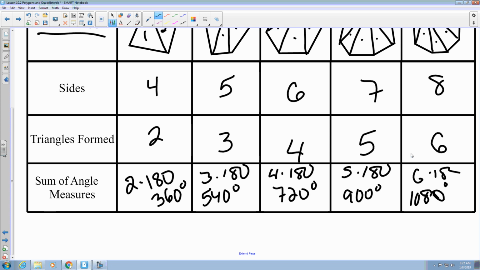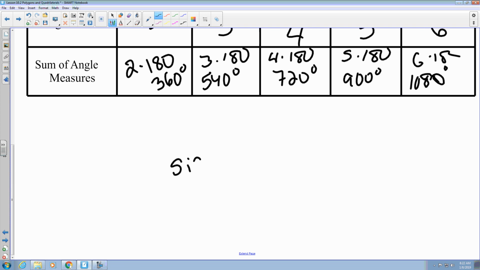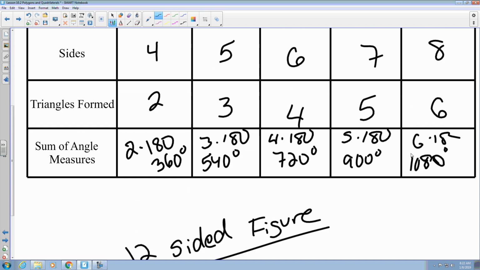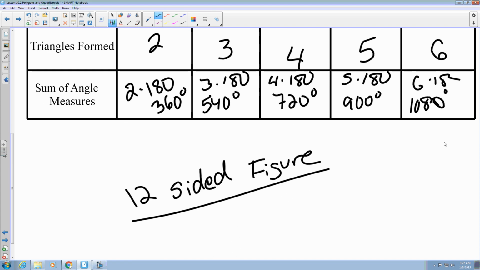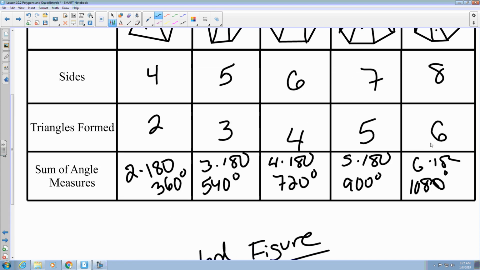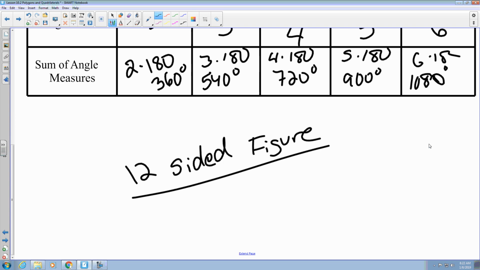So we kind of made this chart here. But what a lot of people ask is, well, what if they're larger than an octagon? So let's just say we had a 12-sided figure. We can take the correlation with that. So let's look at this. We had 4 sides, 2 triangles; 5 and 3; 6, 4; 7, 5; 8, 6. It looks like you can form 2 fewer triangles than the number of sides it has. So I bet we could form 10 triangles with a 12-sided figure.